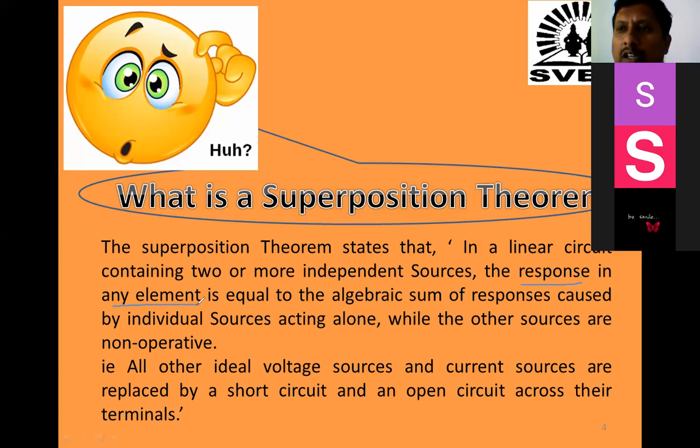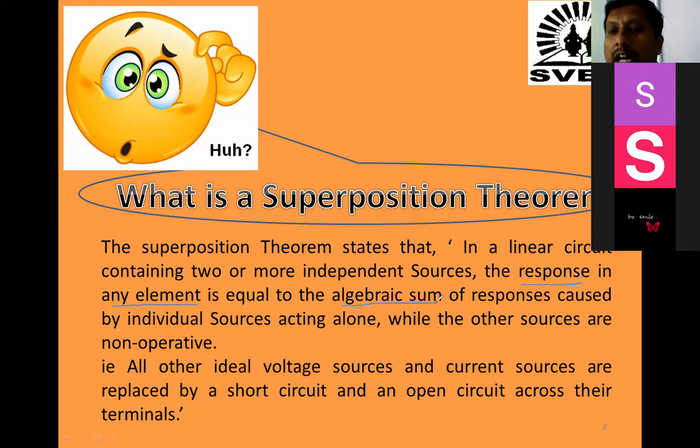But we are not calculating power here. By using superposition theorem, we cannot calculate the power. Or power responses we cannot find out. Are you getting my point? So the response in any element, that is nothing but voltage or current. Okay. So E is equal to the algebraic sum of responses. Algebraic sum means what? Addition as it is. If the value is negative, take it as negative; if positive, take it as positive, and add them.